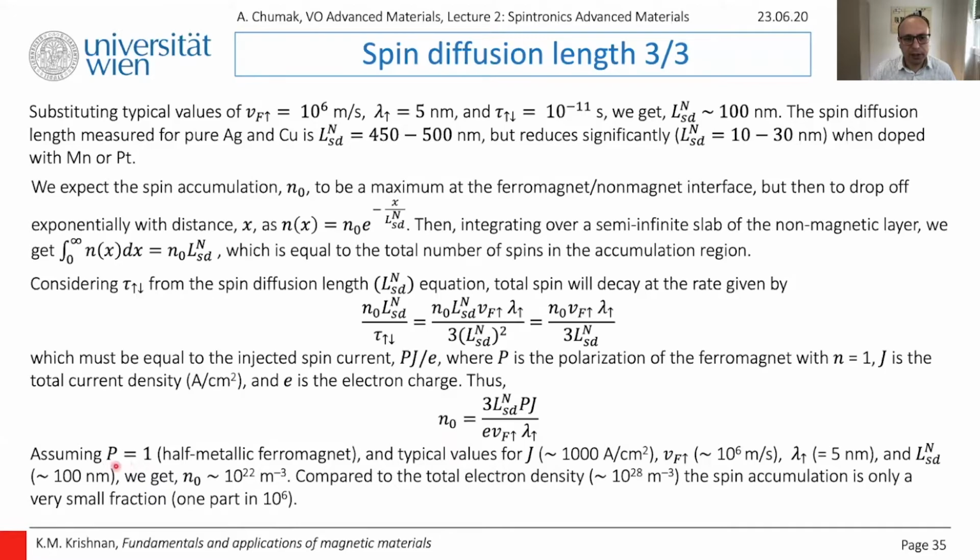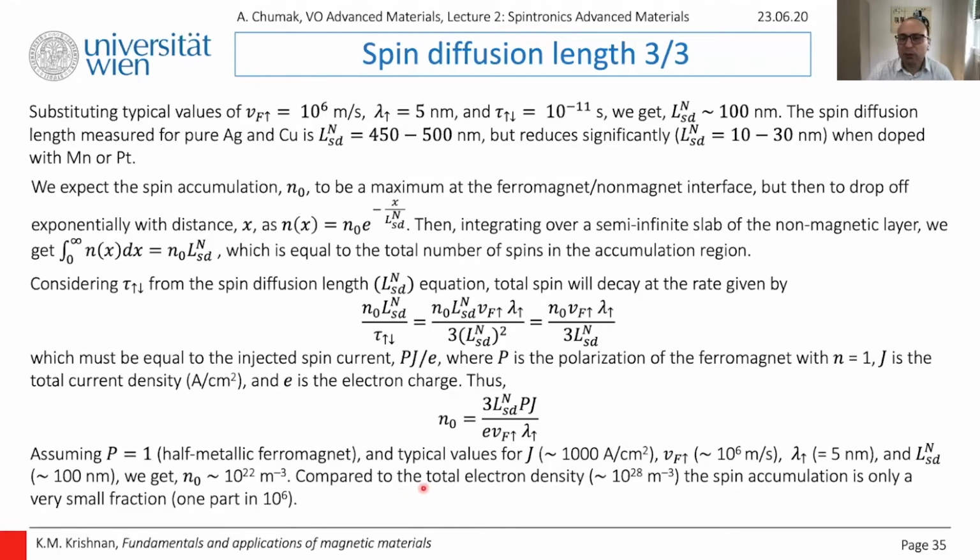So we use the simplest case of a half metal, an ideal spin polarizer, P equal to 1. Typical values for current, for example, 1000 amperes per centimeter squared. Looks a bit too large, but don't be afraid, because usually in spintronics people deal with very small structures of cross-section 100 nanometers squared. Therefore, this value is not so horrible. And this is our Fermi velocity, and these are parameters which we already had. And we will get a value of 10 to the power of 22. So this is the density of spin polarized electrons per cubic meter.